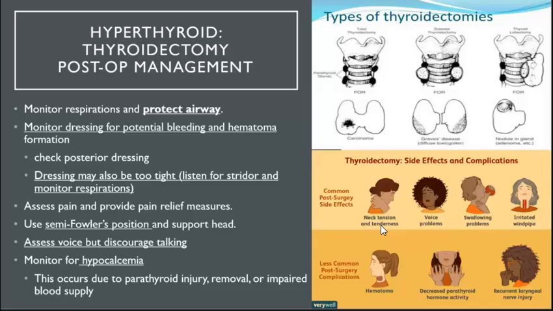So let's say your patient goes and they get a thyroidectomy. Well, we know that they're going to ultimately end up with hypothyroid and have to take levothyroxine. But in the meantime, just immediately post-op, they are going to need their airway protected. You're going to have to be monitoring for things like stridor. Monitor the dressing for extensive drainage or bleeding or hematoma formation. That's going to block the airway. They could also be bleeding out.